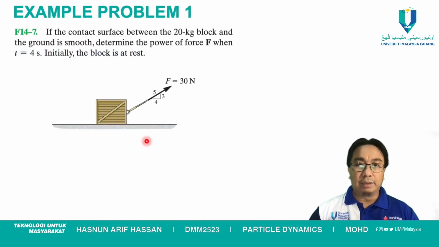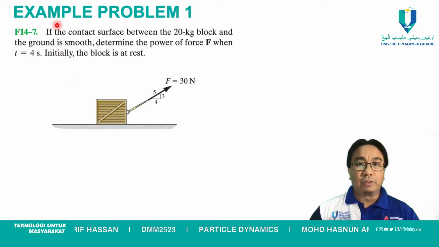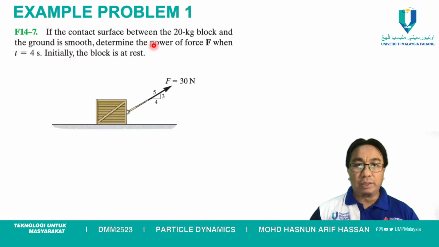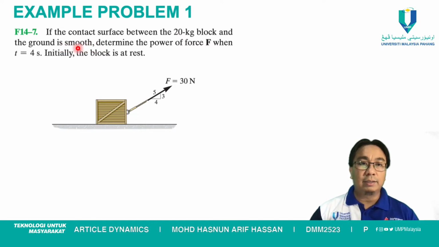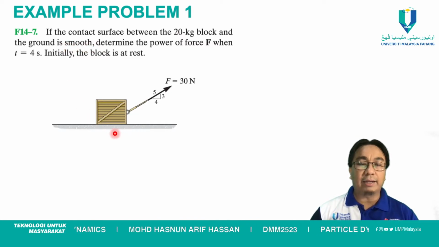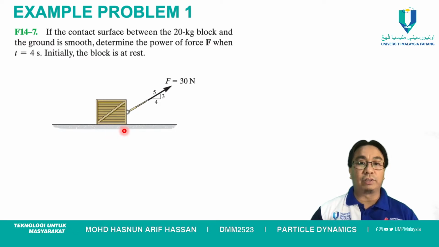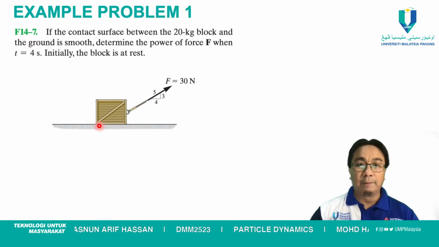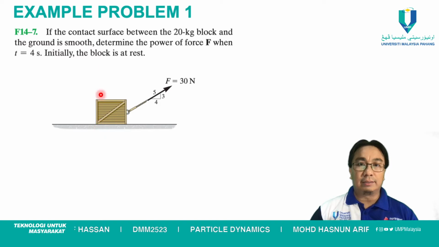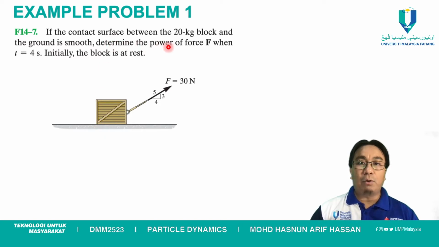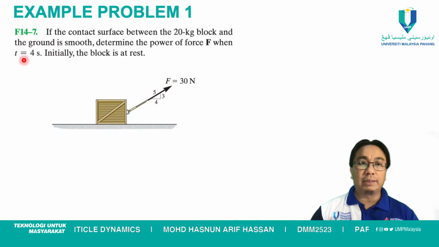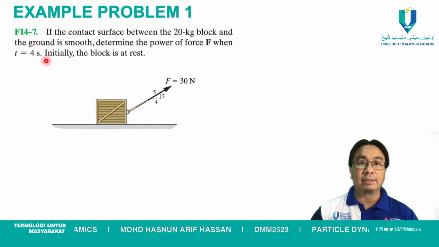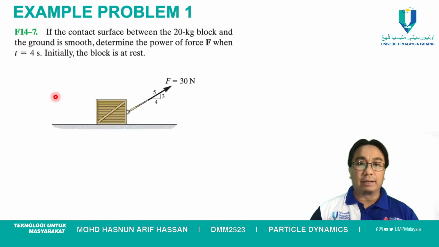Let's look at an example problem. If the contact surface between the 20 kg block and the ground is smooth, here it means that we have to neglect the friction. So friction is not going to be counted in this case. Determine the power of force F when t equals 4 seconds. Initially the block is at rest.